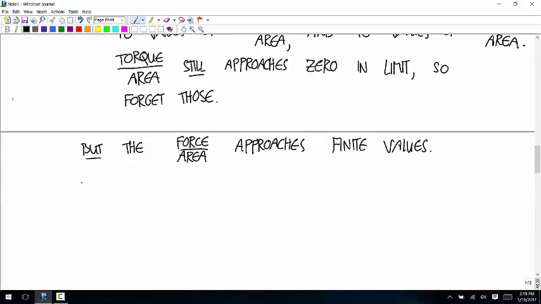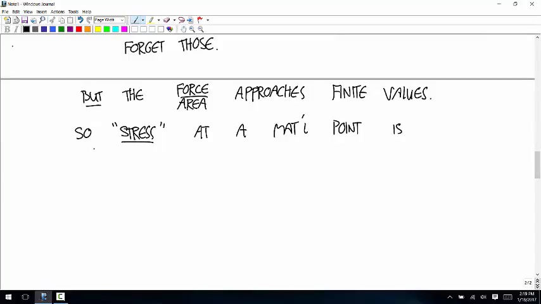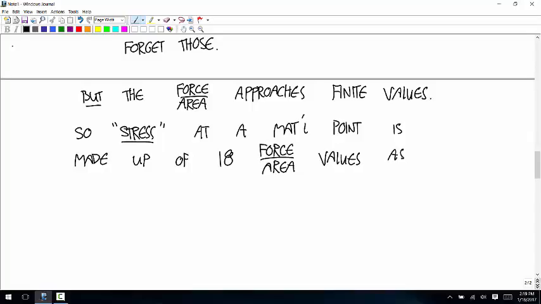So the stress at a material point is made up of 18 force per area values as the cube size approaches 0.